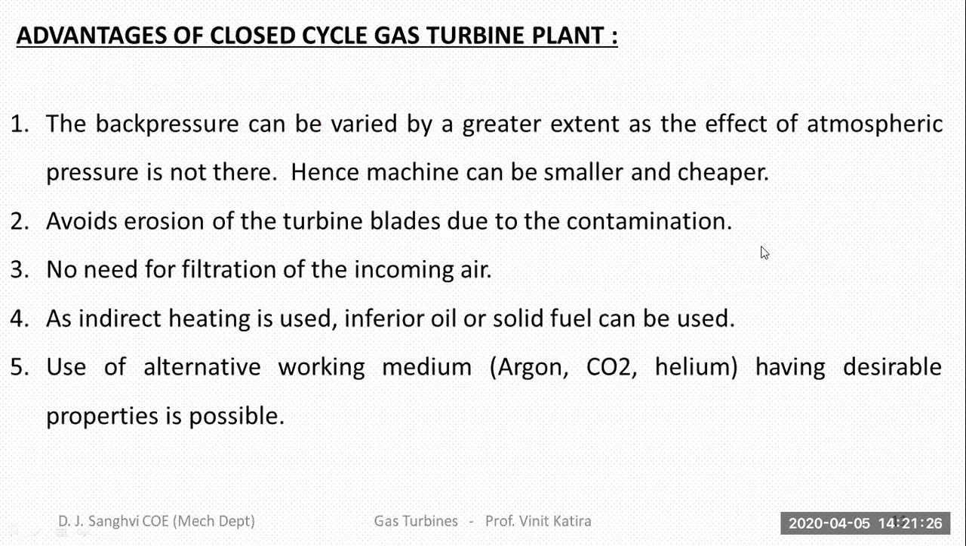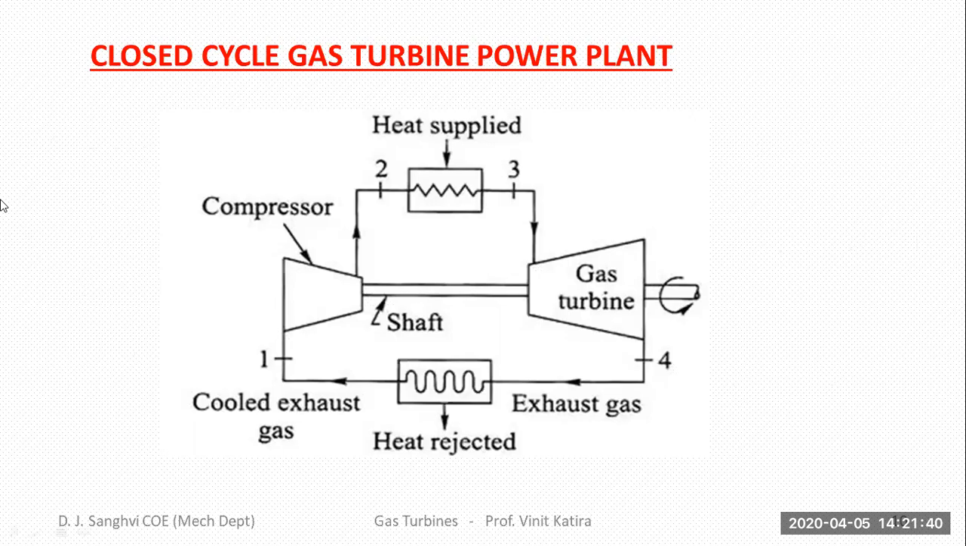So now we'll see what the advantages of a closed cycle turbine power plant are. Here you can see that the back pressure can be varied to a greater extent as the effect of atmospheric pressure is not there. Because this is a closed cycle, you can select the pressure ratios you want. So here you can select the pressures according to the most efficient operating points, and the turbine and compressors can be fairly smaller.